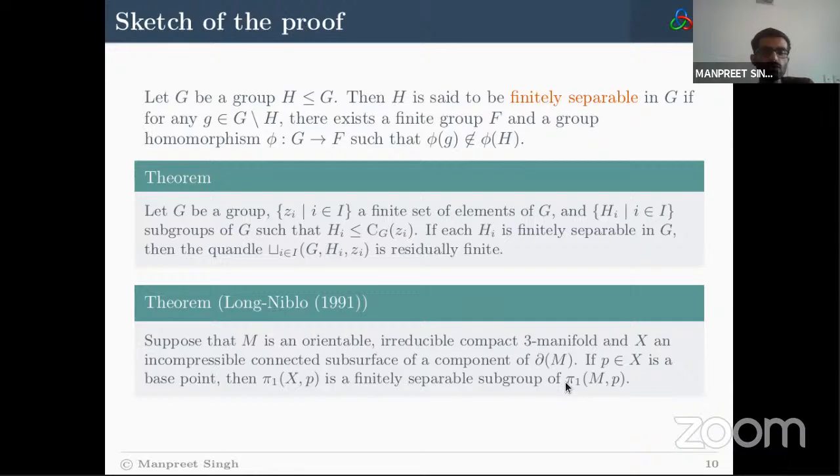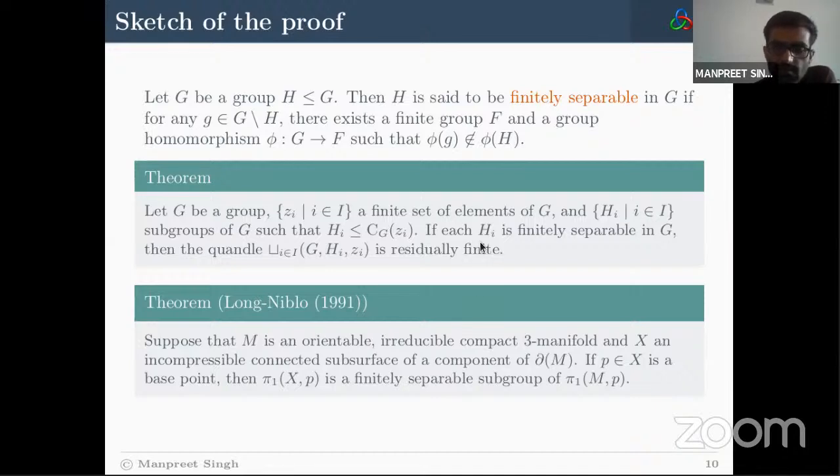Now, take a non-split link which is not the unknot. Of course, for the unknot there is nothing to prove about residual finiteness. So suppose we take a non-split link which is not the trivial knot. Then it satisfies all the conditions of this result, that is, the link exterior is an orientable, irreducible, compact three manifold. But then by this result, each peripheral subgroup is finitely separable in the link group.